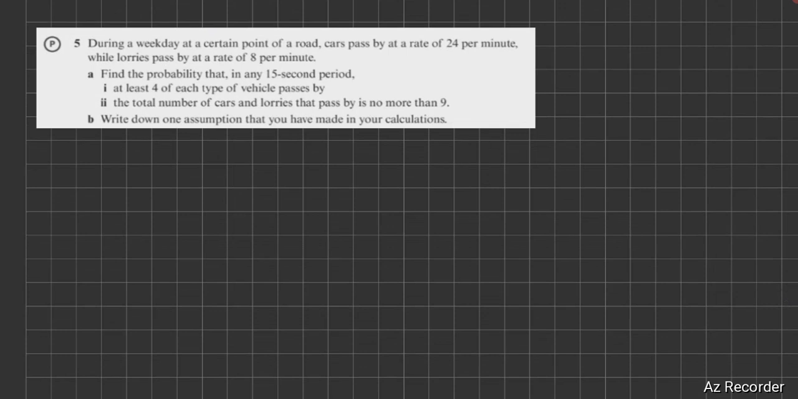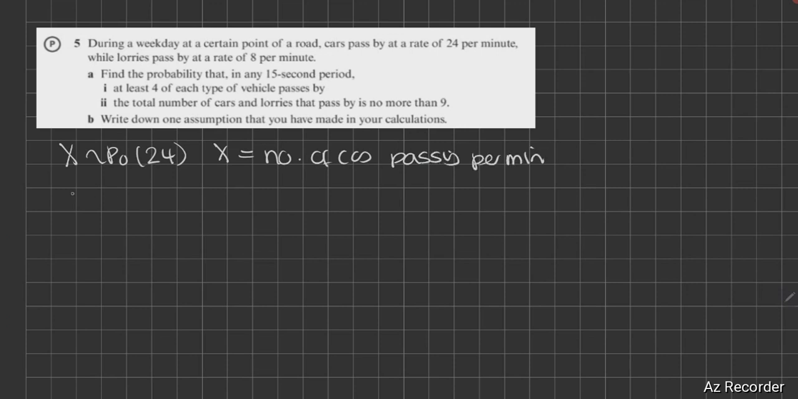Okay, so for the final example, during a weekday, at a certain point of the road, cars pass by at a rate of 24 per minute, whilst lorries pass by at a rate of 8 per minute. As we usually do, we'll start off by defining and writing down our distribution. So X Poisson 24, X is equal to the number of cars passing per minute. And for lorries, Y Poisson 8, Y is equal to the number of lorries passing per min.